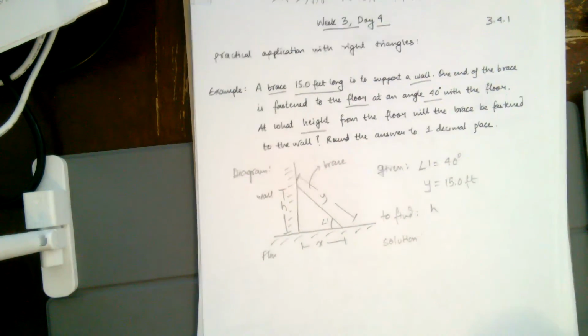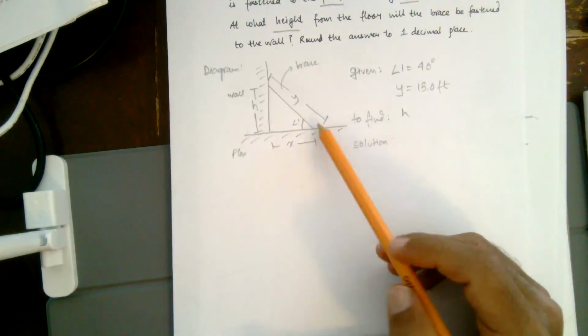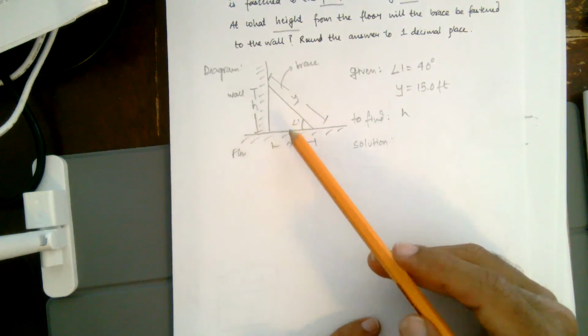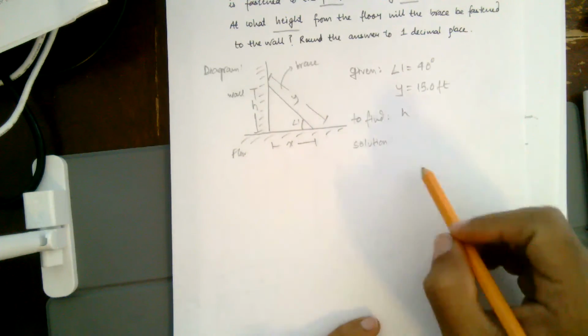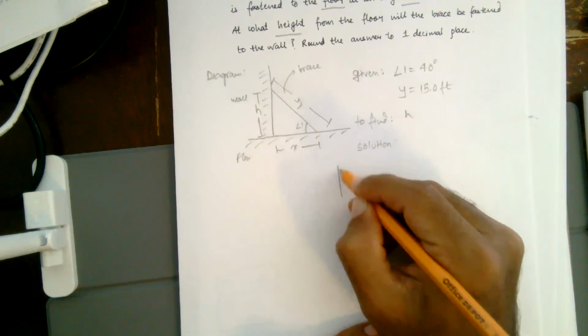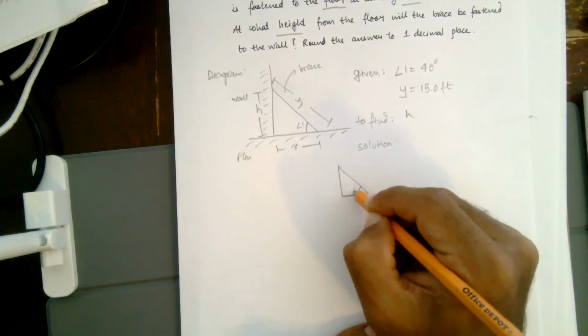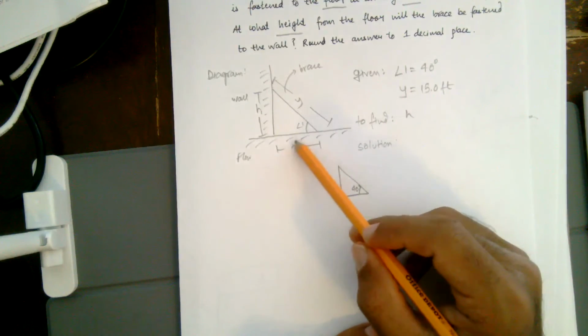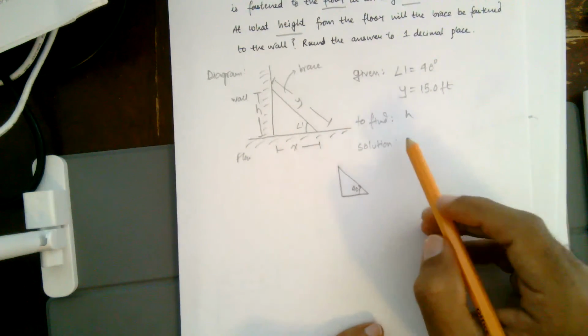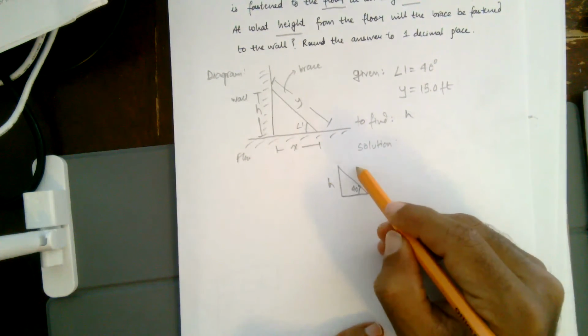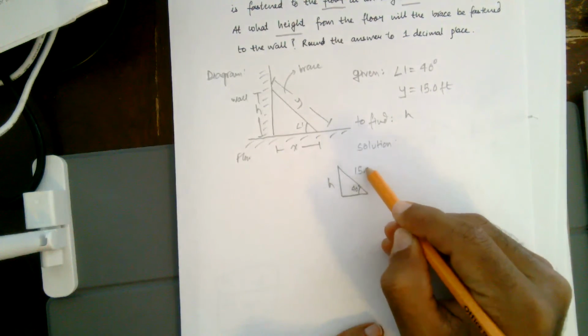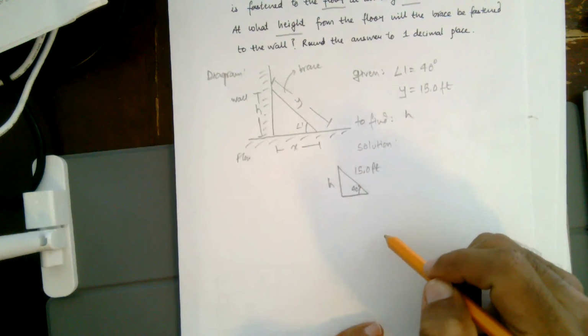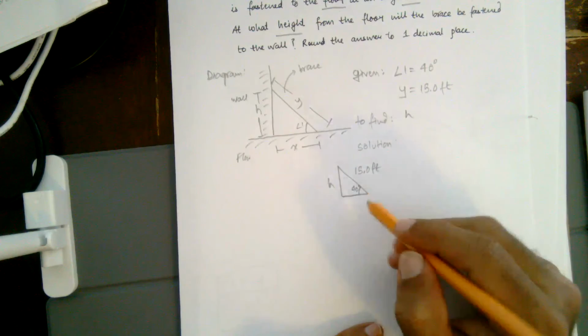Now when you are in the solution phase, you can get rid of the information about what is a wall, what is a floor, what is a brace, and just construct a right triangle. So you have a right triangle, 40 degrees. You're no longer concerned with X, so we're not going to label X. We want to find H, and we know this Y is 15.0 feet. So now it boils down to solving this right triangle.